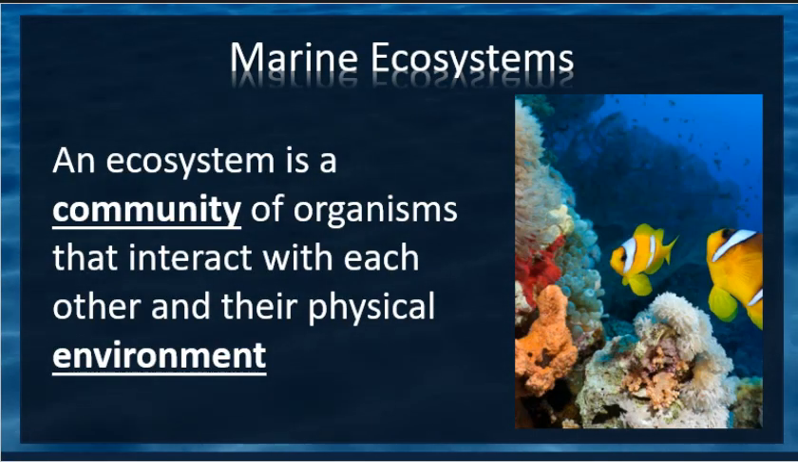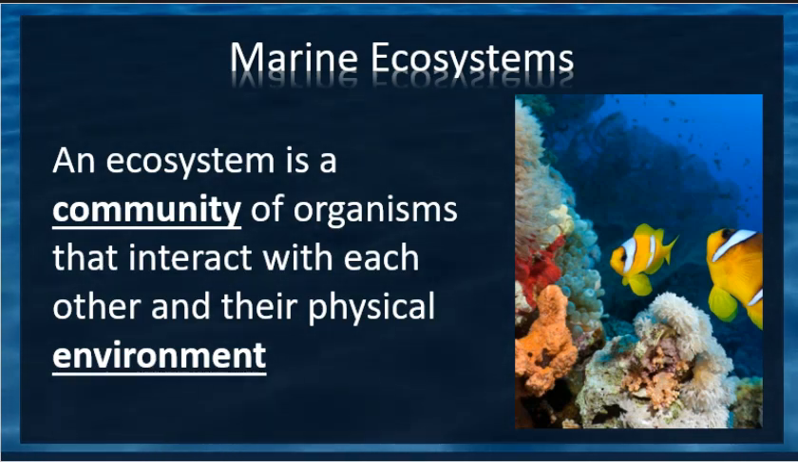All right, so marine ecosystems. An ecosystem is a community of organisms that interact with each other in their physical environment. So when we talk about ecosystems, we will also include non-living things, or abiotic things. In other words, the temperature, the salinity, that kind of thing, in addition to the living things in there.